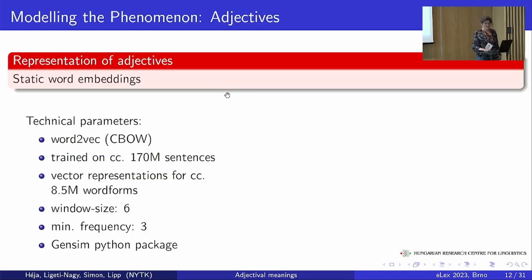First, we prepared a representation of adjectives. It's quite usual, or even obsolete, I would say. These are static word embeddings, word2vec. These are the technical parameters. I will skip them now here.